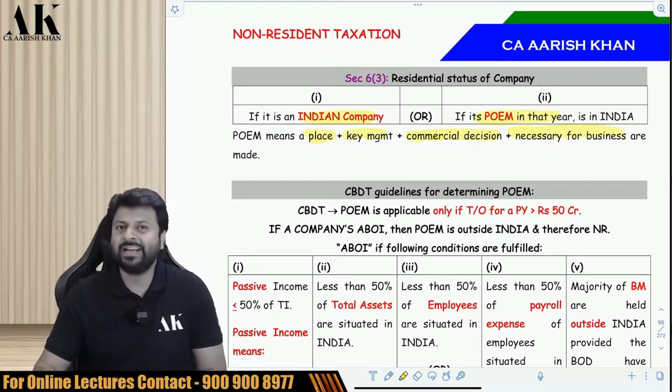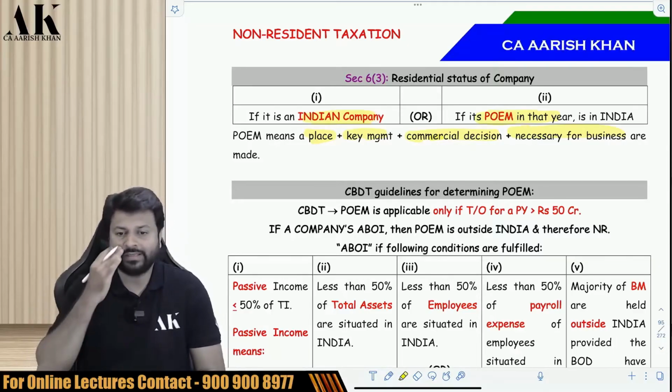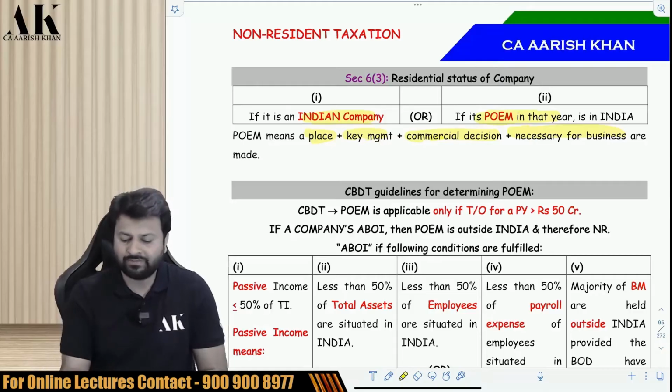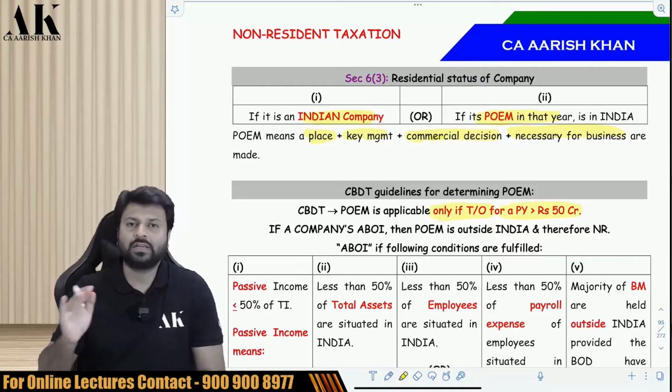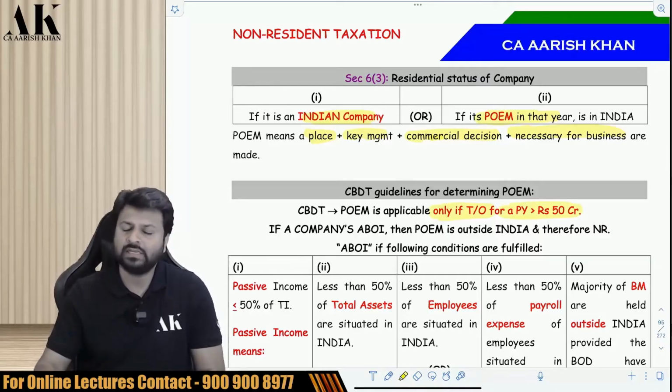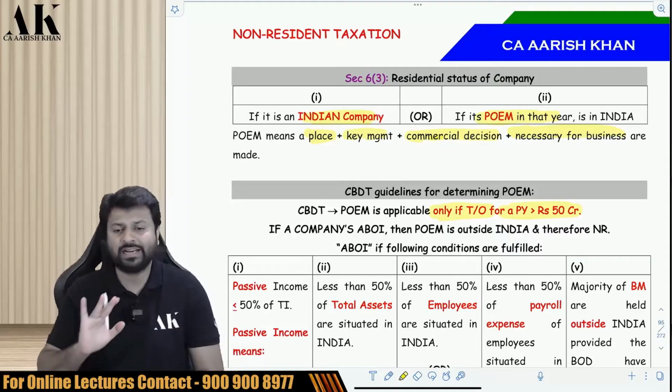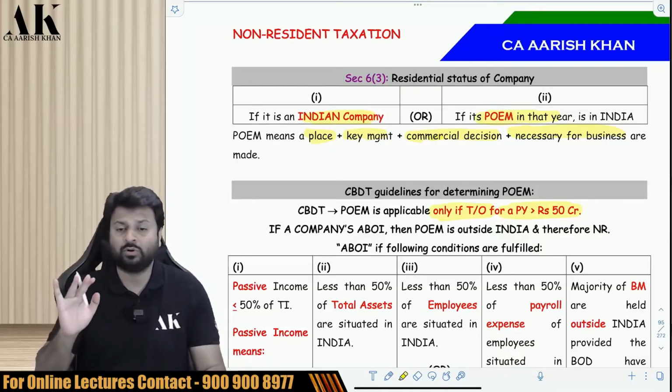Now, is there any guideline given by CBDT to determine whether the place of effective management is in India or outside India? Yes, but that guideline is only applicable for companies having turnover greater than 50 crore rupees. If a company's turnover is less than or equal to 50 crore rupees, then this guideline is not applicable.